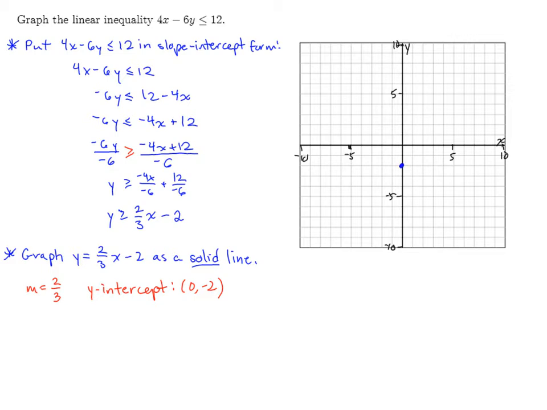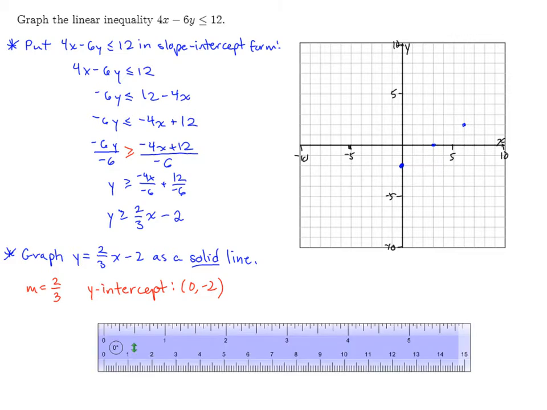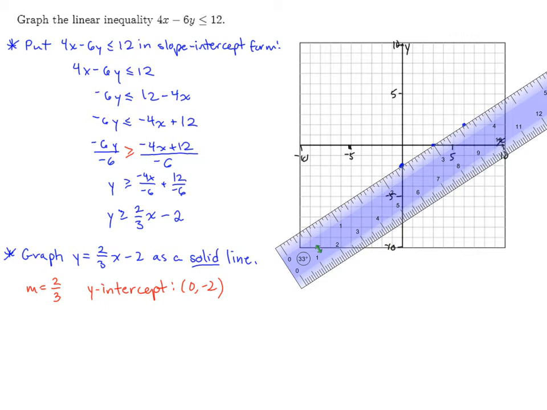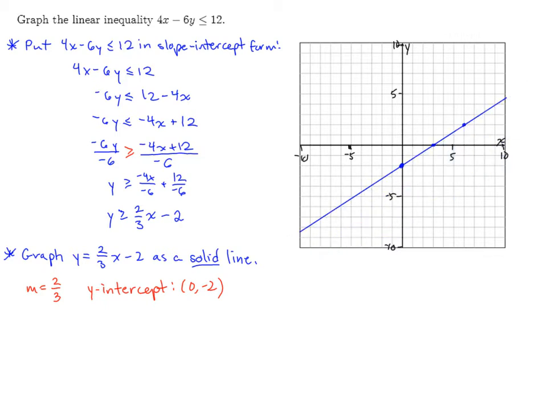And then my slope is 2/3, so it's positive 2 over positive 3. So I'll go up 2, right 3 units, and up 2, right 3 units again. And then that should be enough for me to connect these with a solid line. So I'll grab my ruler, and then I'll angle it so that it passes through all of these points. And now that it's lined up, I'll draw that solid line through those points. Okay, and then I'll put arrows on the ends of each of those. Okay, so I have y equals 2/3 x minus 2 graphed.